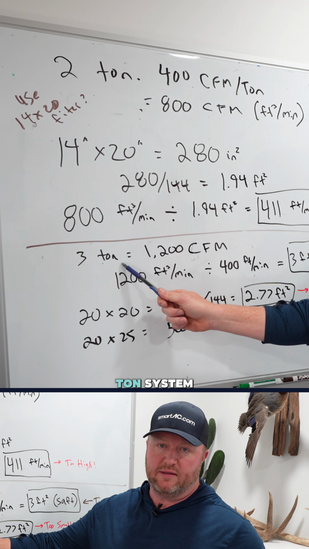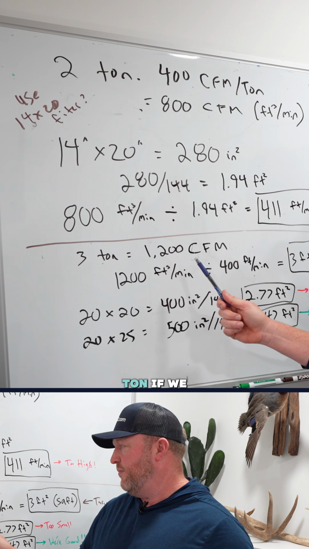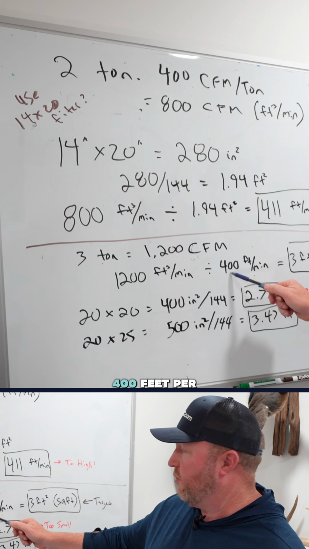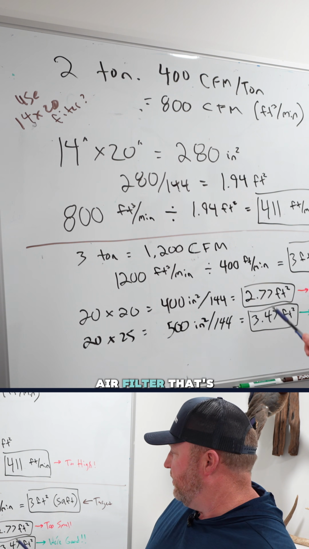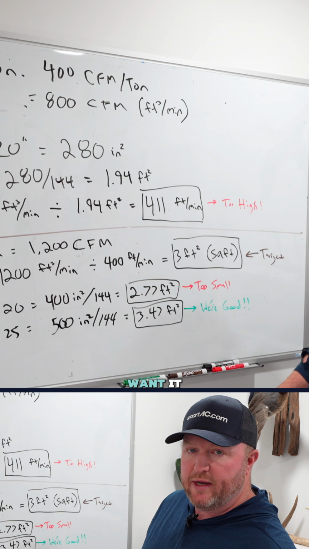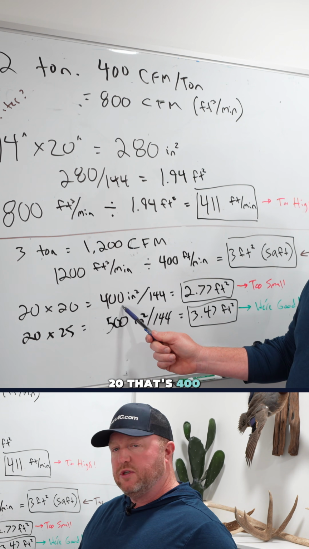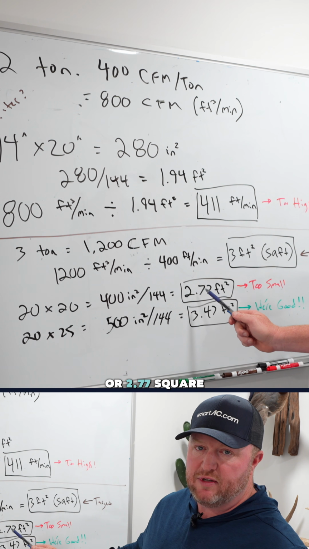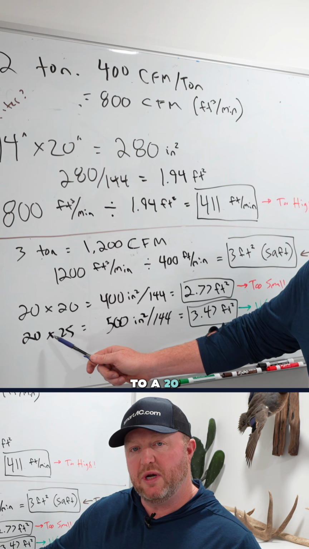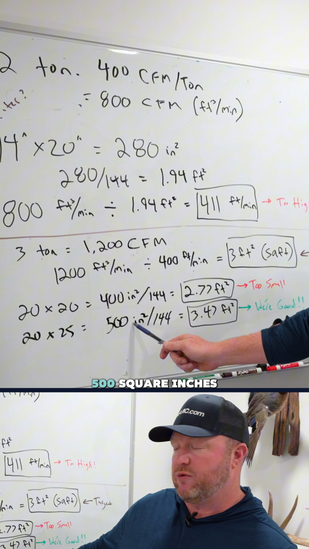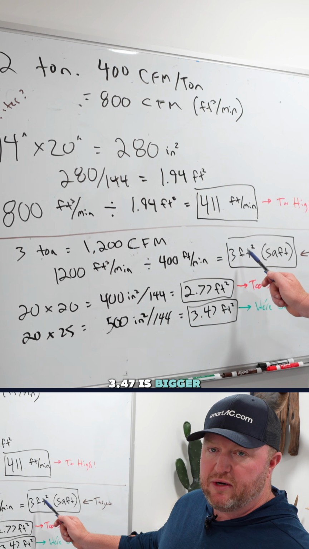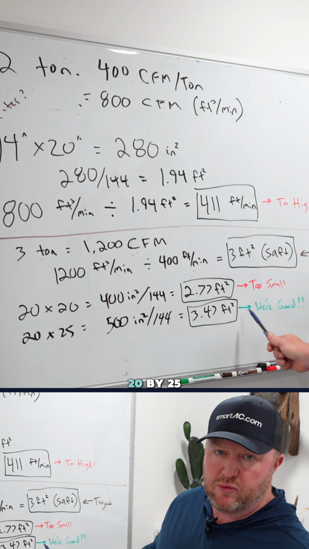This time we've got a 3-ton system, 1200 CFM. If we take 1200 CFM and divide that by our target 400 feet per minute, we need an air filter that's at least 3 square feet to keep that velocity where we want it. If we have a 20 by 20, that's 400 square inches or 2.77 square feet. So 20 by 20, too small for this unit. If we bump up to a 20 by 25, that gives us 500 square inches, which converts to 3.47 square feet. 3.47 is bigger than 3, so we're good to go with a 20 by 25.